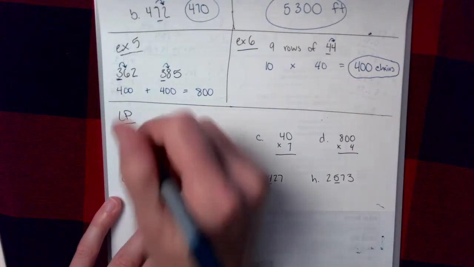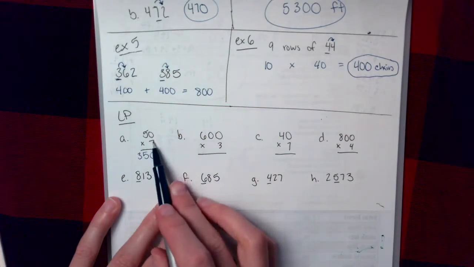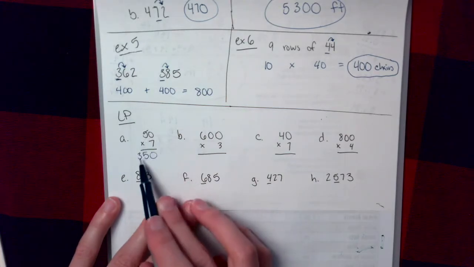So 50 times 7 is going to be 350. Remember, we could get that way also if we said 7 times 0 is 0. 7 times 5 is 35.